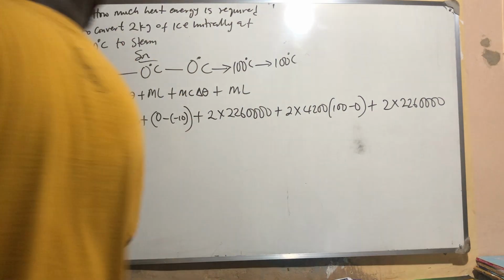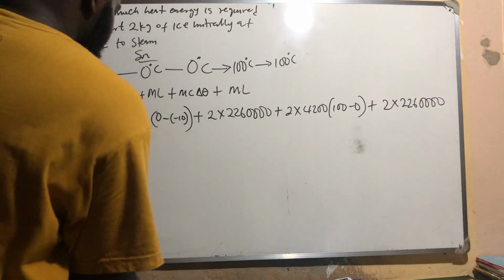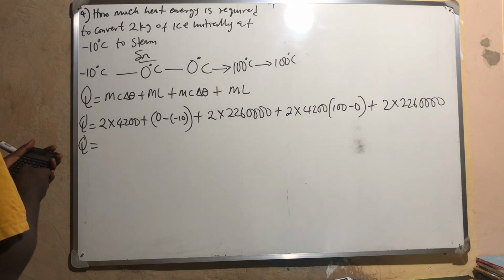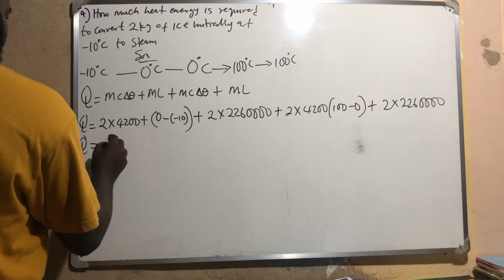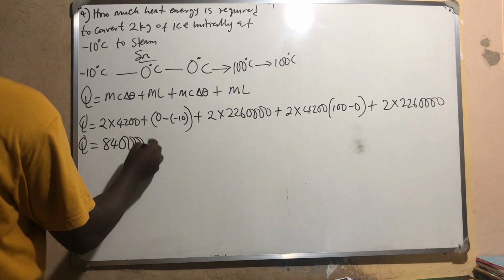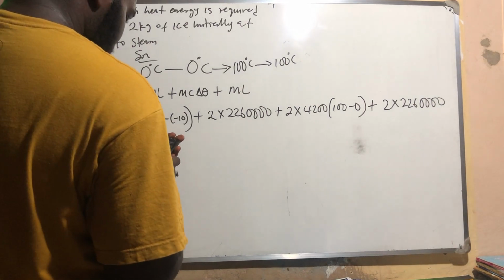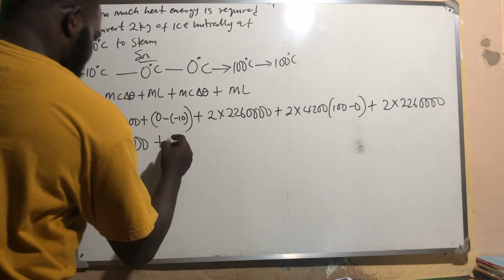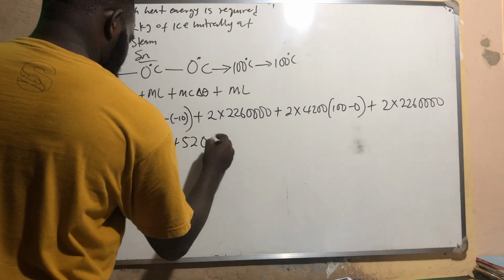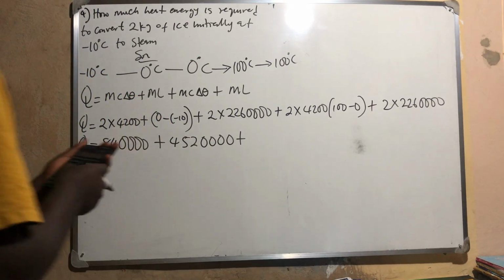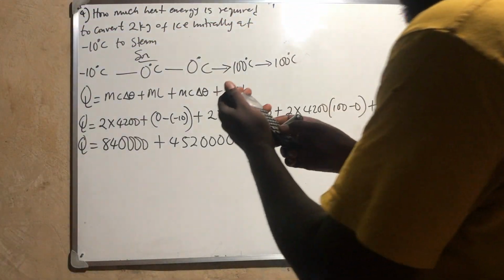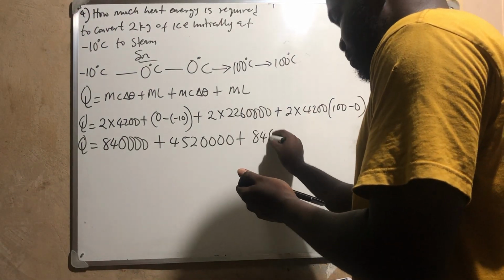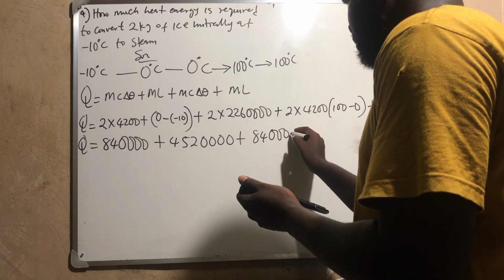So what do we have? We now have that my Q is equal to 0 plus 10, so I'm going to have 2 times 4200 times 10, which is 84 with 4 zeros. Plus I have 226, 1, 2, 3, 4 times 2, which is 452, 1, 2, 3, 4. Plus 2 times 4200 times 100, which is 84 with 4 zeros.